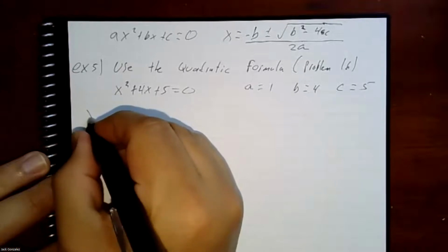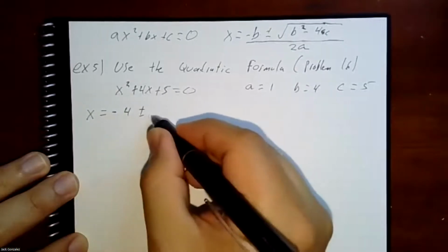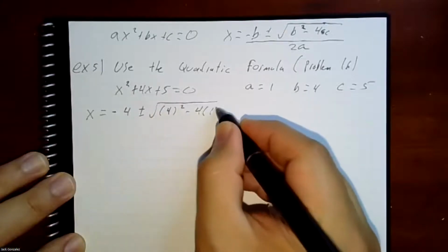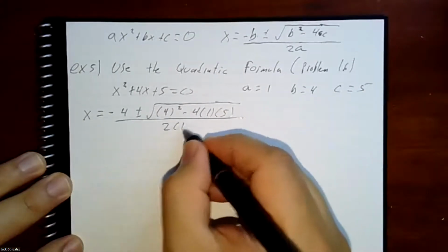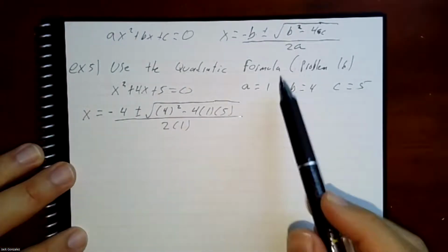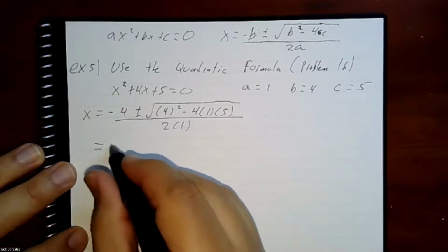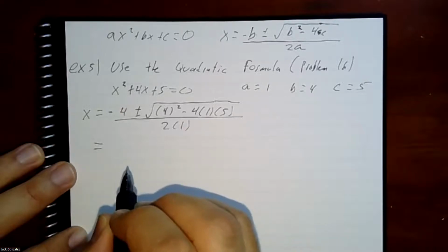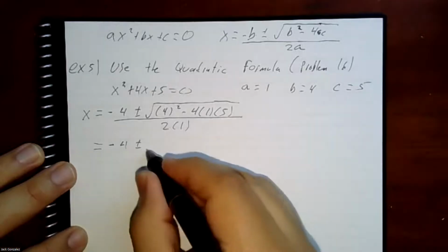So X is equal to negative B. So negative 4 plus or minus the square root of B squared minus 4 times A times C over 2 times A. So all these numbers came from here. Right? You guys remember doing this? Yes. This is supposed to be the most effective formula, I guess. So it's the one that always works, right? It's a guarantee, I guess, but it's not the easiest one.